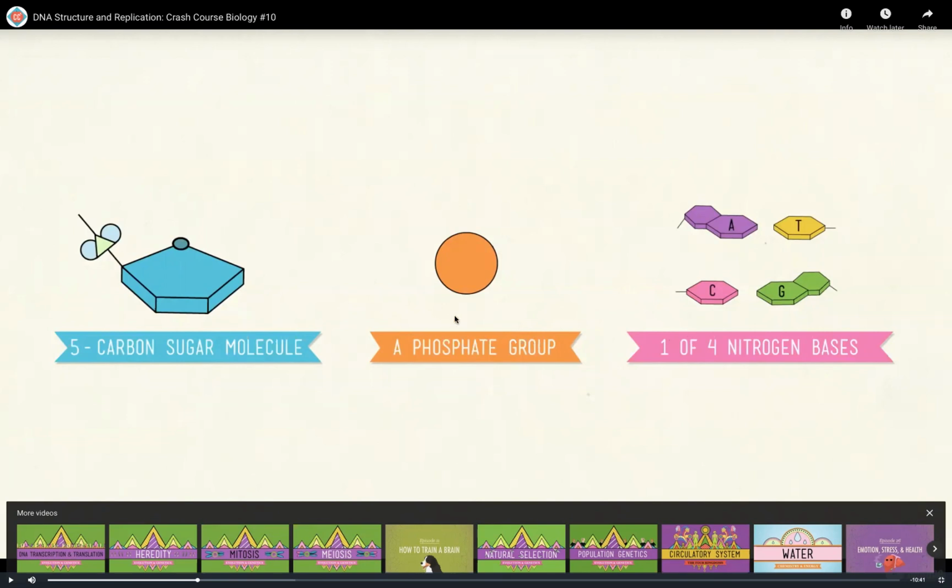Now, you've got a phosphate group, and then you have your choice of 4 nitrogenous bases. So a monomer can be made up of a 5-carbon sugar, then a phosphate group, and then one of these: adenine, guanine, cytosine, or thymine. And then you could see how these things can form different combinations. And let's show that now.